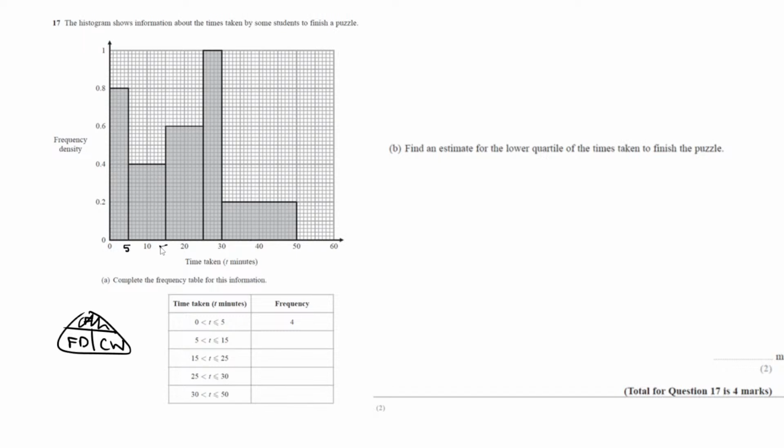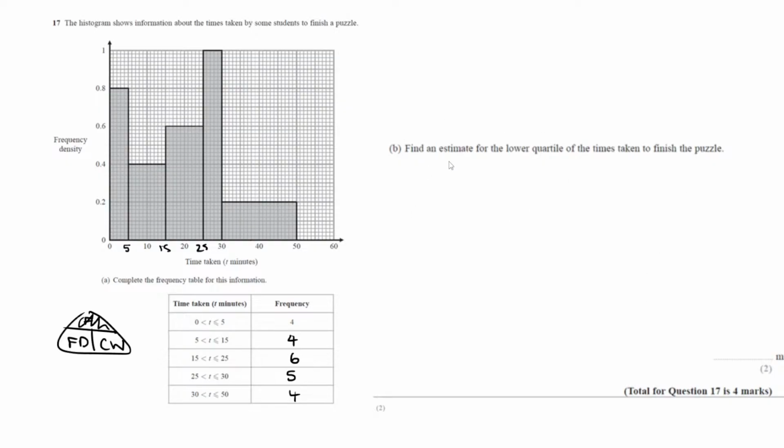The next one, we've got frequency density of 0.4 times 10, so that's another 4. We've got 0.6 times another 10, so that's 6. The next one is 1 times 5, 5. And then the last one is 30 to 50, that's 20 times 0.2, so I think that should be 4. Let me just make sure I'm not wrong. Yep, 4. I've just quickly done that because that's just using the formula triangle.